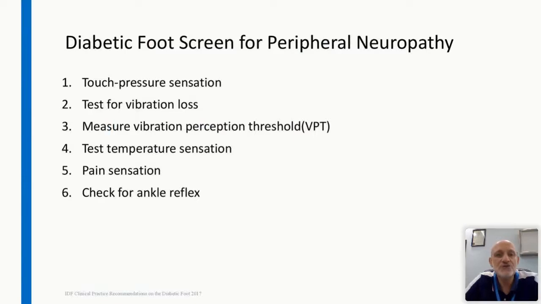So how do we do a foot screening for peripheral neuropathy? As you know, your nerve does a lot of things. One of them is touch pressure sensation. Vibration is like the buzzing in your ear, and we can measure the vibration perception. That's a different electrical machine. Temperature sensation is very important. Pain sensation. And for doctors and nurses, checking reflexes. So your nerve does touch, vibration, temperature, pain, and reflexes. Very clever, small tissue in your body.